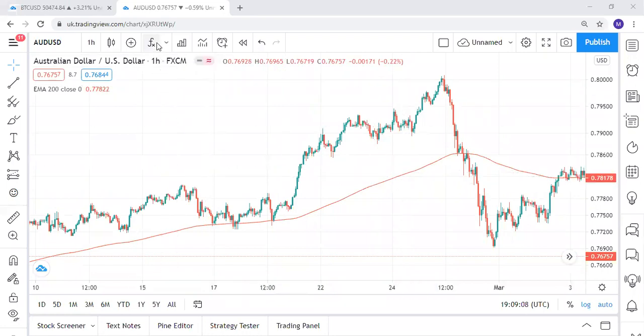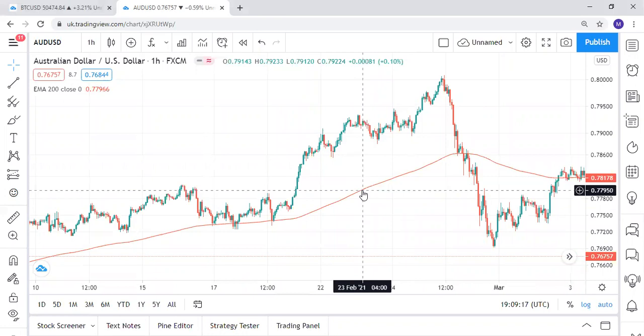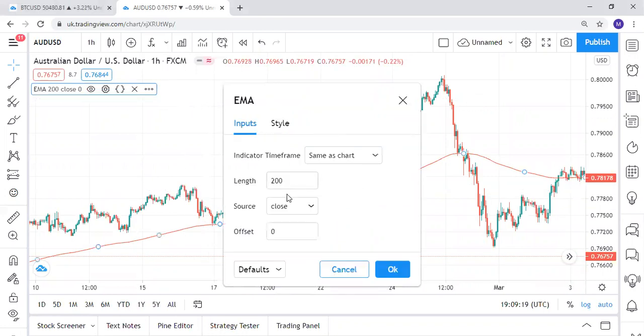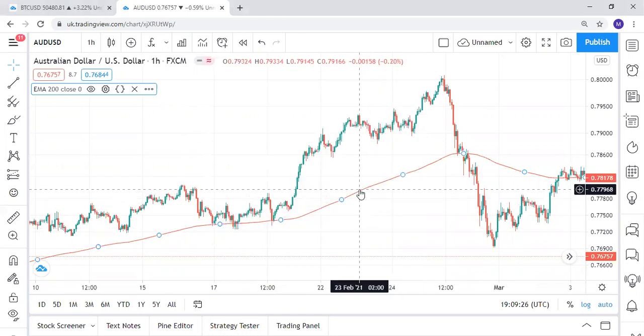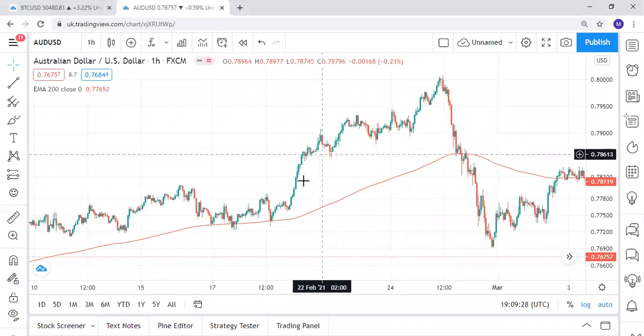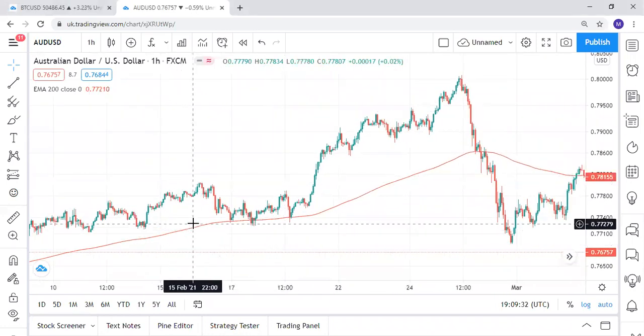So that means by now you know how to use this indicator, you know how to get the indicator. You click on FX here, which is for indicators, and you type moving average exponential and click on it. When you click on it, you bring this out and set the length to 200, and for your style, you choose any color you prefer. I prefer red because it's bold, so you can easily see it. So now back to the characteristics of the 200 EMA.